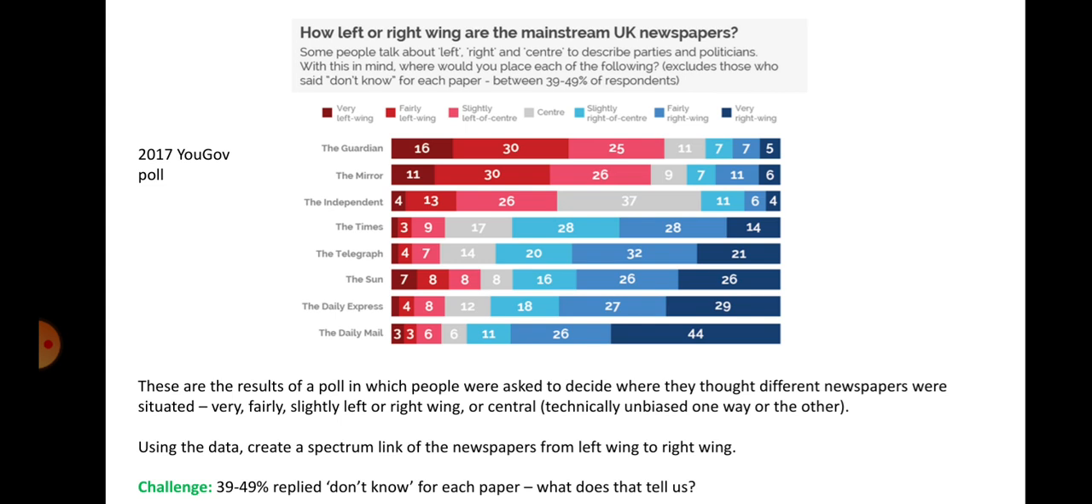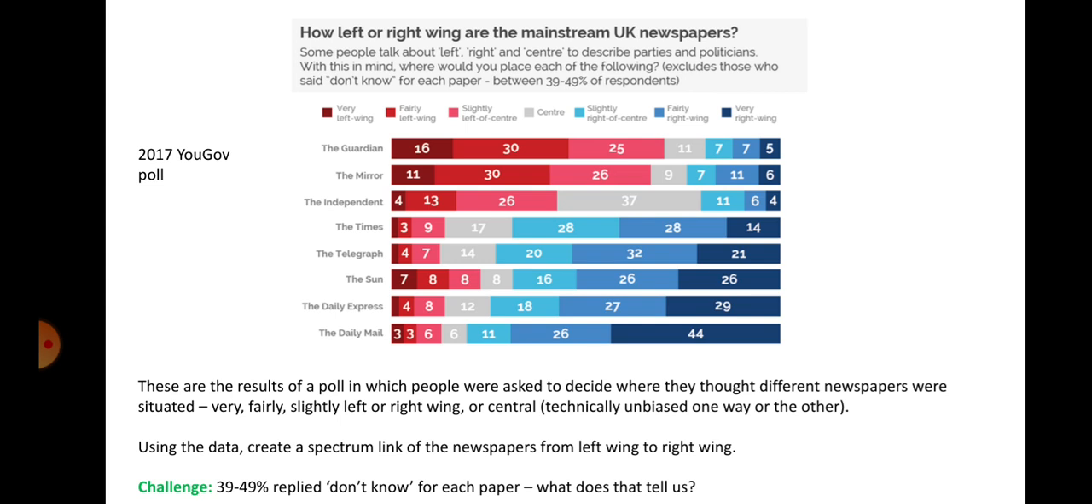So in 2017, YouGov did a poll. It's important to understand that this is not where the newspapers themselves see themselves. This was a variety of different people being asked to put down whether they thought the papers were very or fairly, slightly left or right, or central. As you can see, every single paper of the 8 on there has been positioned in some shape or form in any of those categories. So it shows, firstly, that people don't always know exactly what the political leanings of the papers are. However, where you see the data, it does start to group up in certain areas. So you can start to see where some of the papers are at least perceived to be.